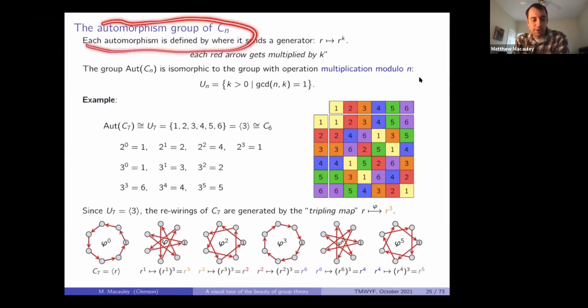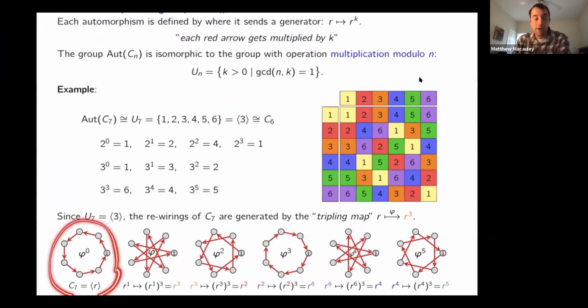Before we even define homomorphisms, students can understand an automorphism as a rewiring of a Cayley diagram. So there are 7 ways to rewire the cyclic Cayley diagram, and these things form a group. So this is the tripling map. It sends a red arrow to 3 red arrows. This is the doubling map. It sends this red arrow to a double red arrow. And all of these are given by doubling, tripling, quadrupling, et cetera.